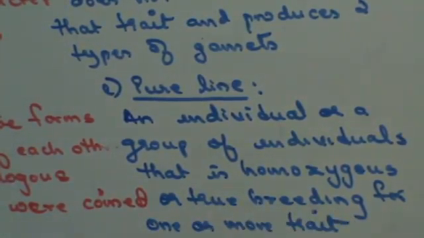Is said to be a pure line. Then what is a hybrid? Suppose you are a heterozygous individual, that means for a particular character you don't have the same chromosomes, you have contrasting chromosomes, then you are said to be a hybrid. It is a heterozygous individual produced from any cross involving pure parents having one or more contrasting traits.